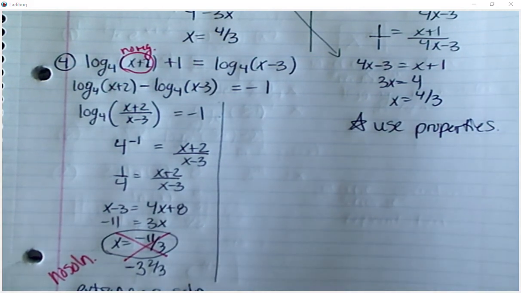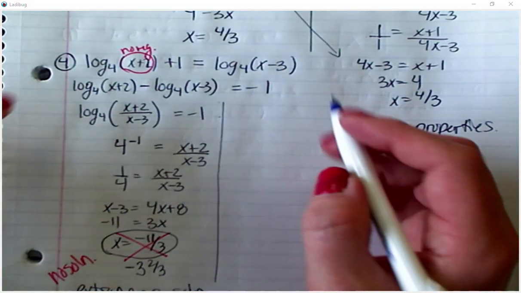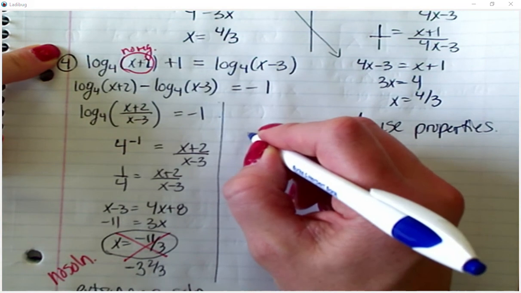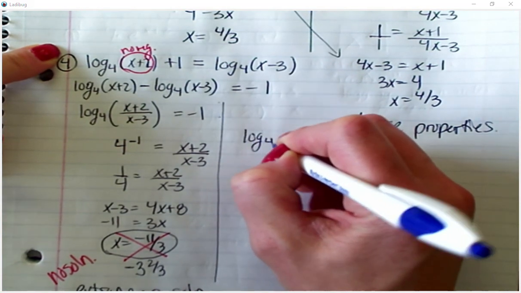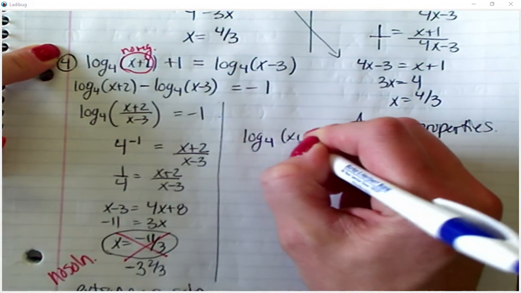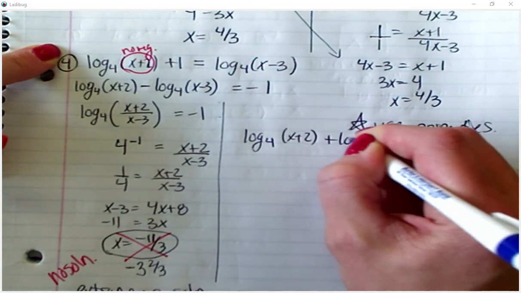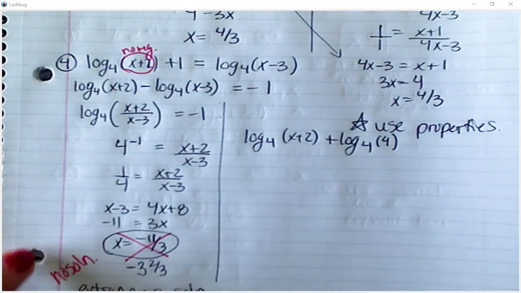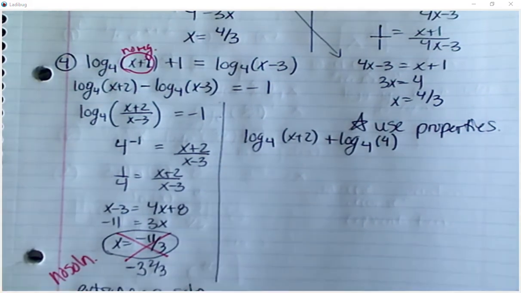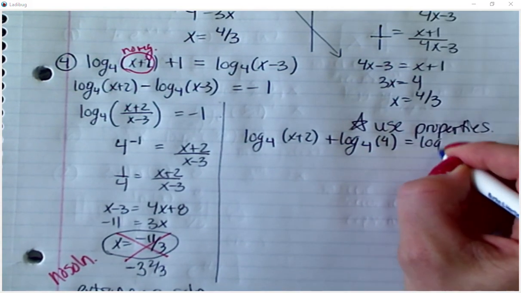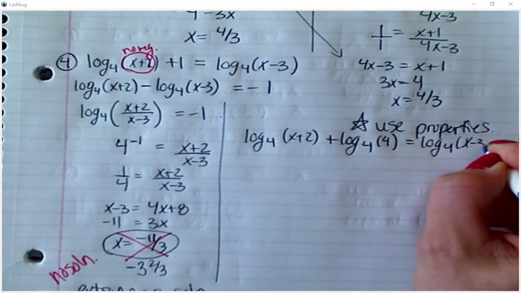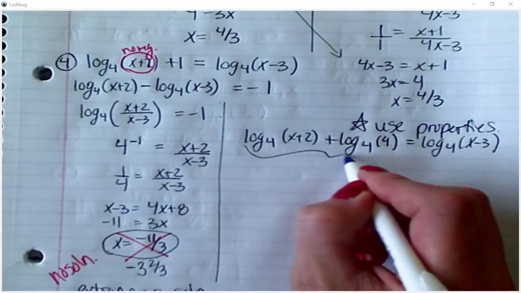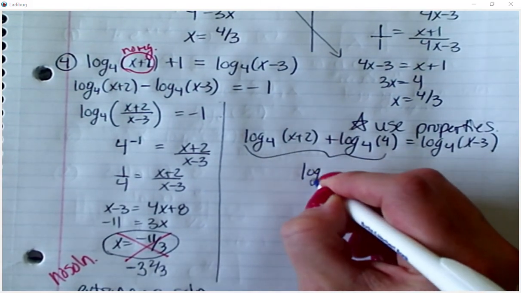Okay, I do want you to see the other possibility. What if I'm aiming for one log on both sides? Sometimes the numbers are the trickiest. What if I just turn my number into a log? 1 is log base 4 of 4. Right? All logs instead, equals log base 4 of x minus 3. Now I'm going to combine the left side to one log.